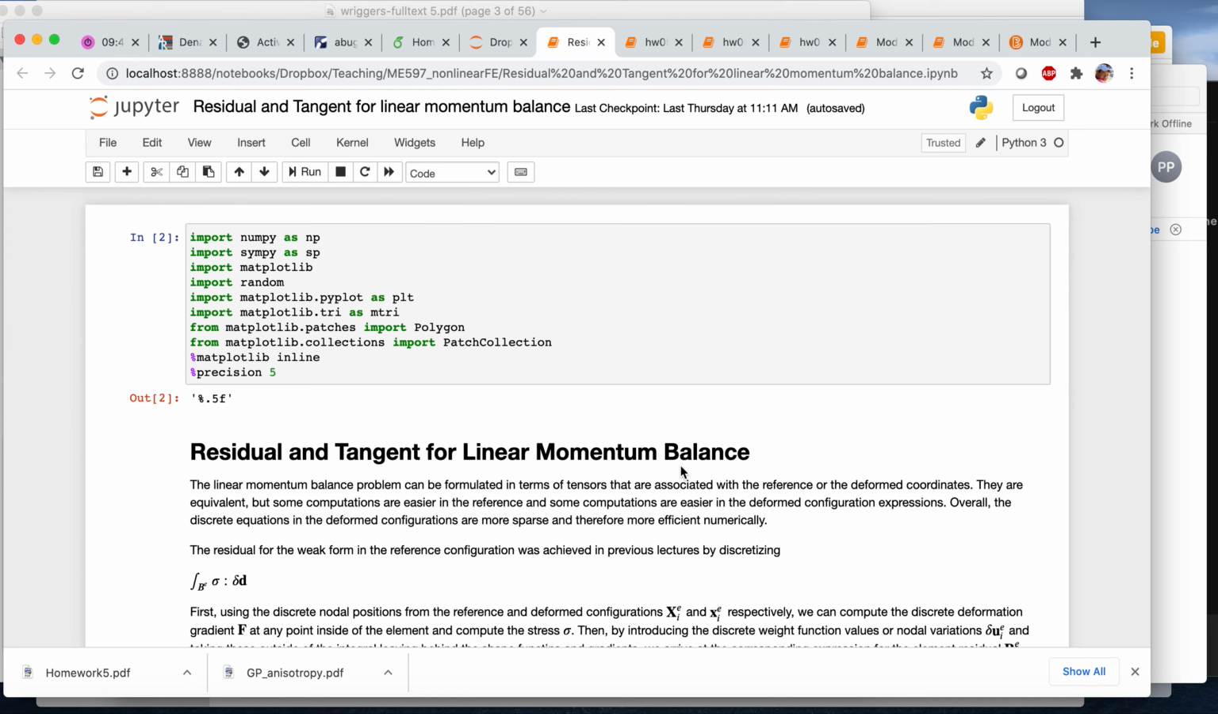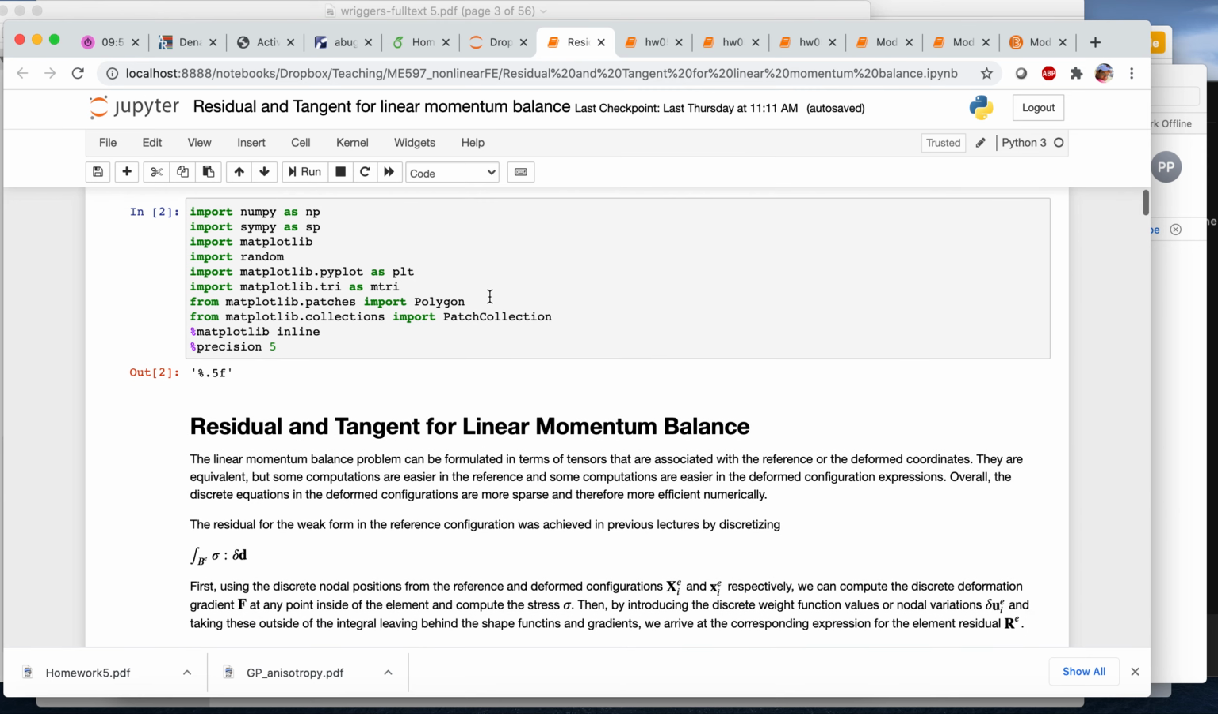In the video lecture, I actually went through the derivations, but I also uploaded this Python notebook to the Brightspace. So I want to walk you through what this Python notebook does.